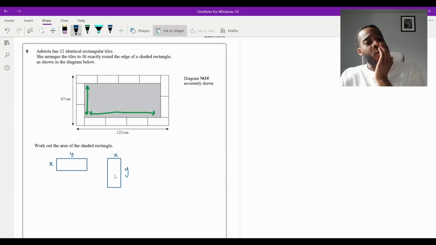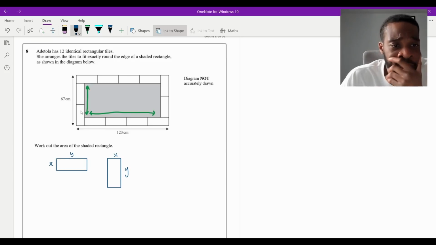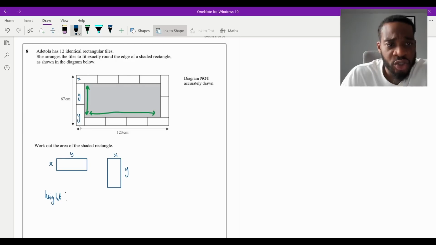Now when I look at this, remember the tiles fit exactly around. I can see that this is 67 centimeters, the height here. So I can say that is a y from what I labeled. That is also a y, and then this is an x. So what I can say is that the height, algebraically speaking, is going to be an x plus two of those y's.